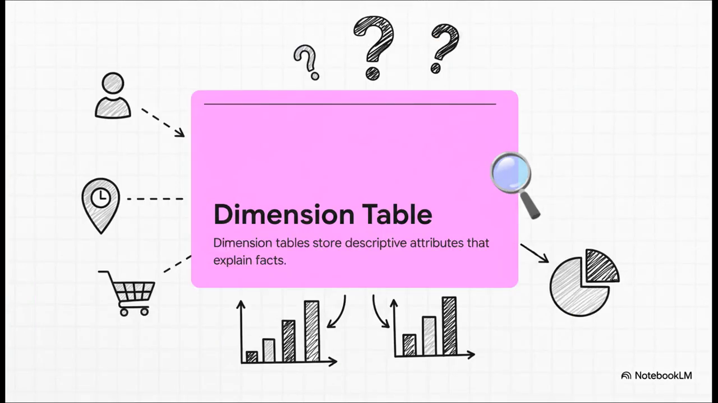But a bunch of numbers on their own are kind of meaningless, right? That's where the dimension tables come into play. They provide the story. They give you all that juicy context, the who, what, where, when, that makes the numbers actually mean something. Like, who was the customer? What product was it? Where did the sale happen? That context, it's literally everything.